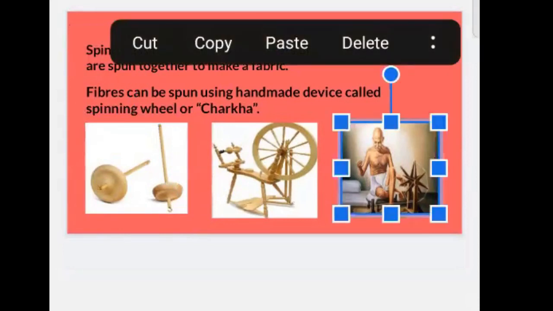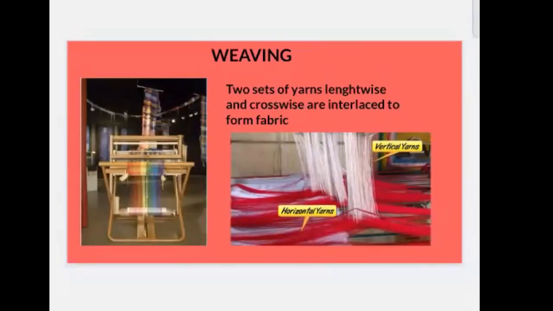Who popularized this handmade device? The Father of the Nation, Mahatma Gandhi, popularized this device as the charkha so that the common man could get clothes. The second step is weaving. The two sets of yarn pass horizontally and vertically to each other and crisscross with each other, and with this process the clothes are made. This is called weaving.